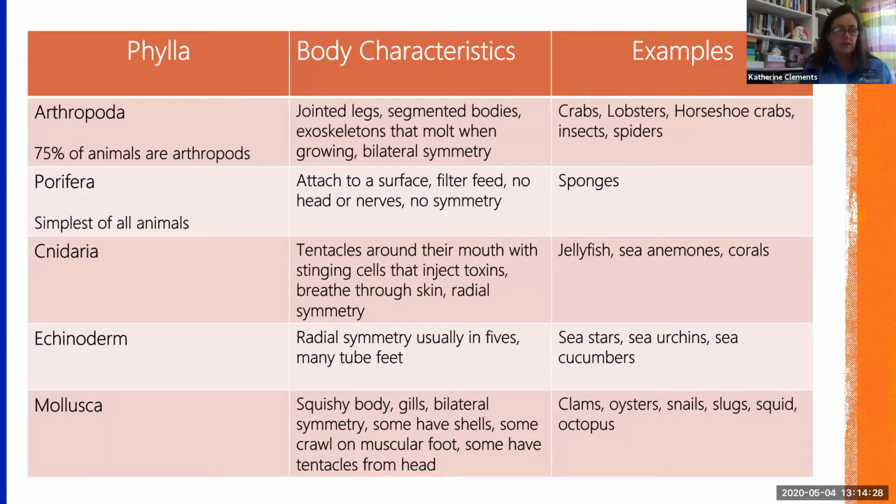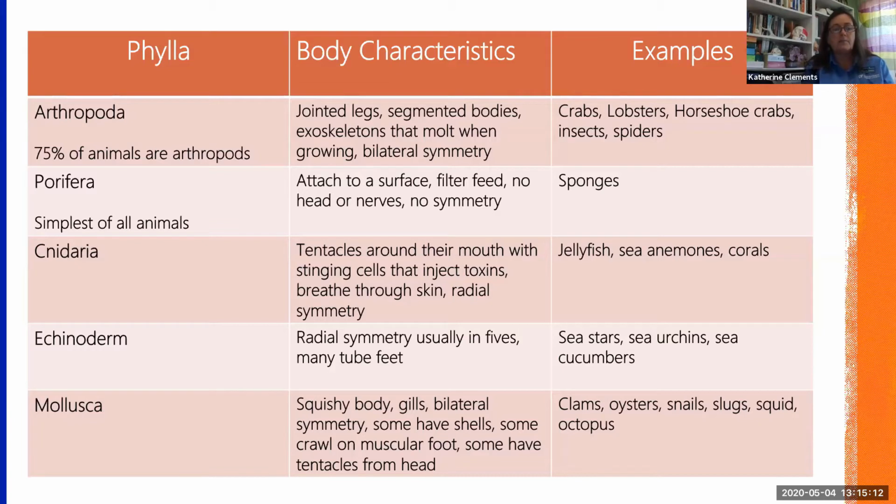All right, so let's learn a little bit more about these 5 phyla or categories of marine invertebrates. We'll start with arthropoda on the top of our list. Arthropods are actually 75% of all the animals in the world. There's lots of different arthropods on land and in the water, and they have these similar characteristics. They have jointed legs, segmented bodies, and their skeleton is sort of on the outside of their body. It's called an exoskeleton. And arthropods molt or shed their exoskeletons as they grow. They also have something called bilateral symmetry, and I'll explain that in a minute.